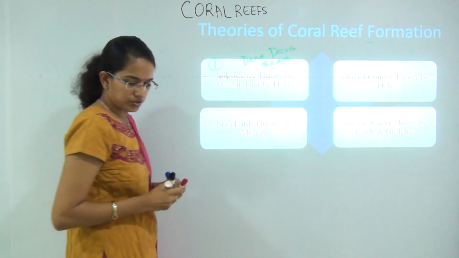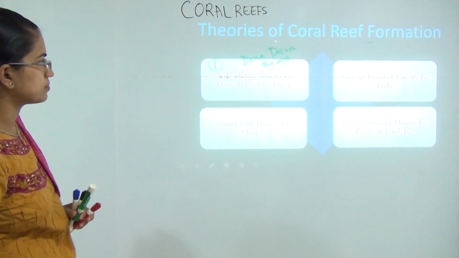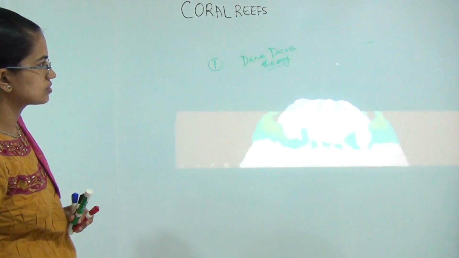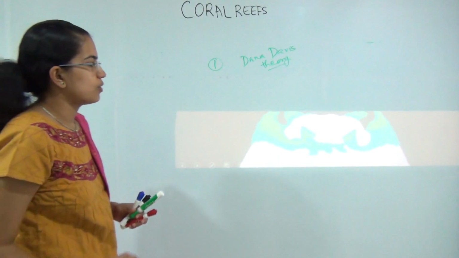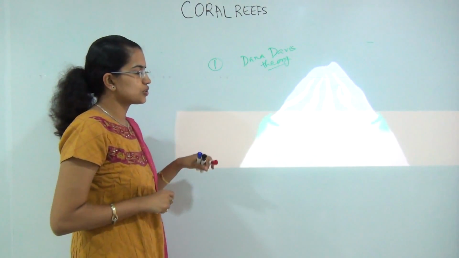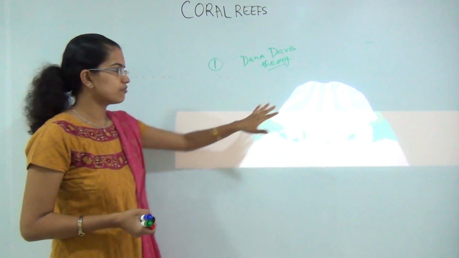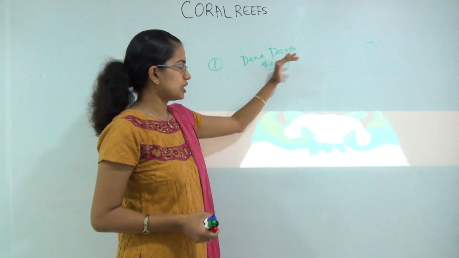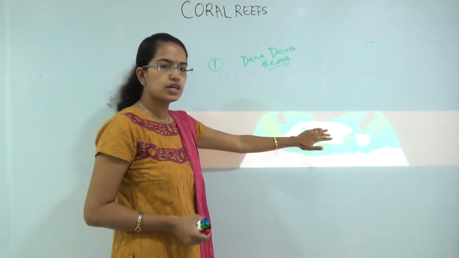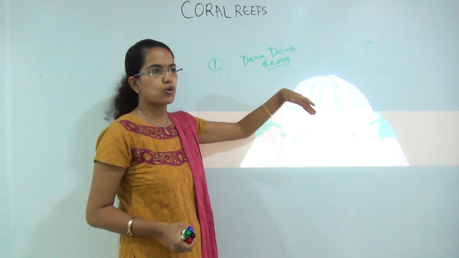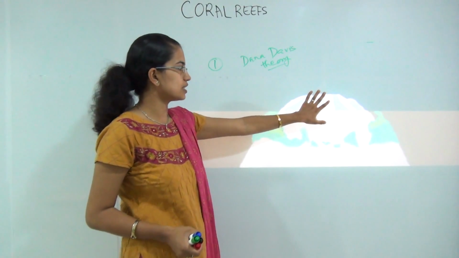To understand this theory, I'll just move back to that animation. So this is how we understand the subsidence theory. Subsidence theory basically says there was an active volcano around which the reefs started to develop. Slowly there was subsidence of the landmass. That subsidence is not in a day or two, it occurs over thousands and thousands of years.